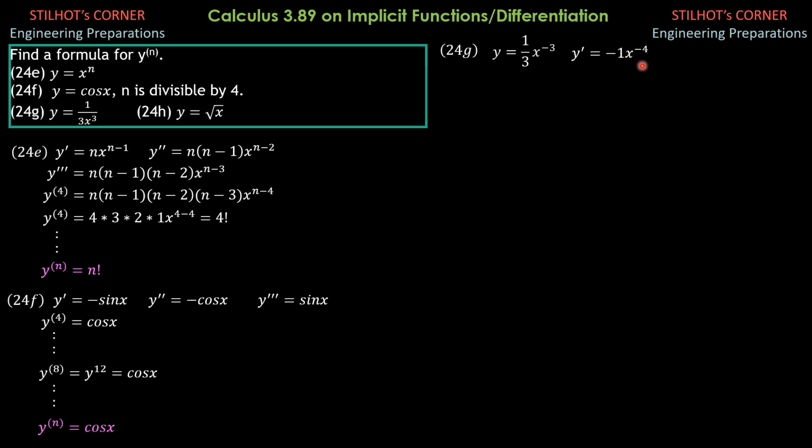Then y double prime is negative 4 times negative 1, or positive 4. So we'll just write it negative 4 times negative 1 x to the negative 5. Then y triple prime is negative 5 times negative 4 times negative 1 x to the negative 6.